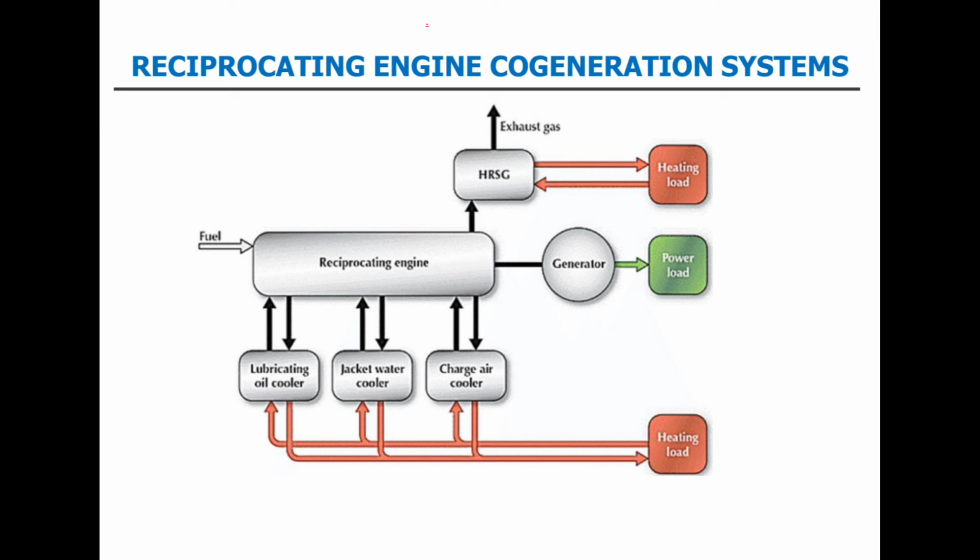The fuel is supplied into the reciprocating engine, then the generator is able to produce the power load, as well as the HRSG unit generating the heating load, and then again the heating load is supplied into that HRSG. After that, the flue gas exhausts from the HRSG unit. In this way the reciprocating engine cogeneration system works.